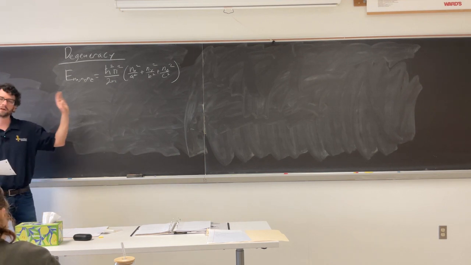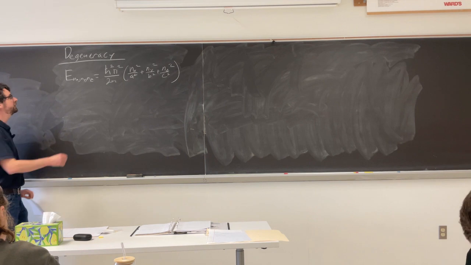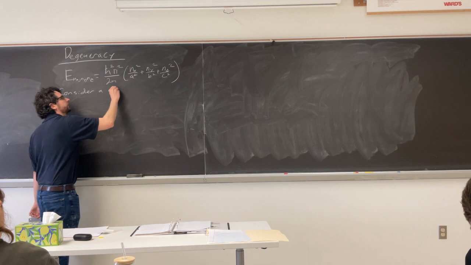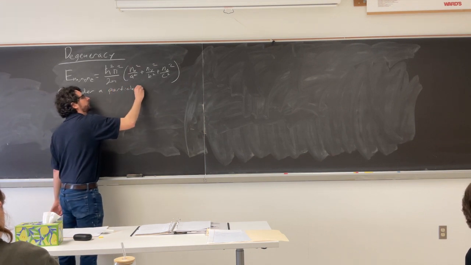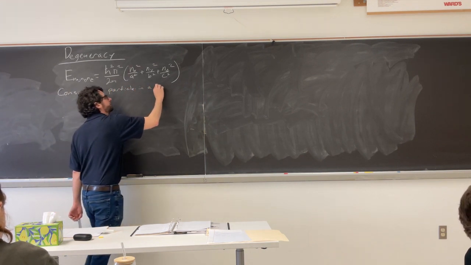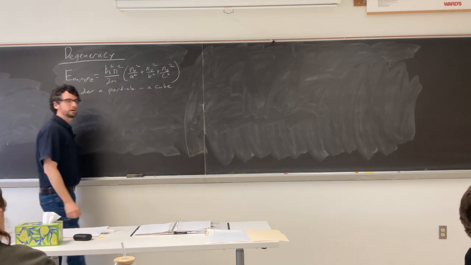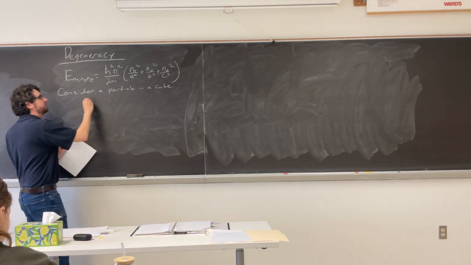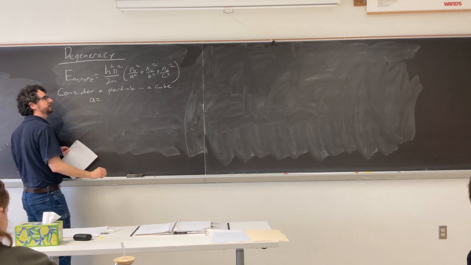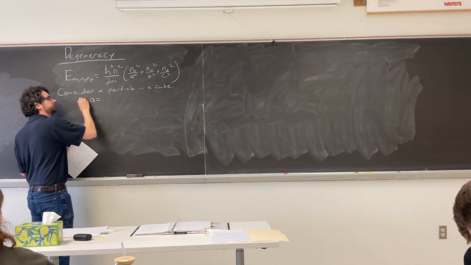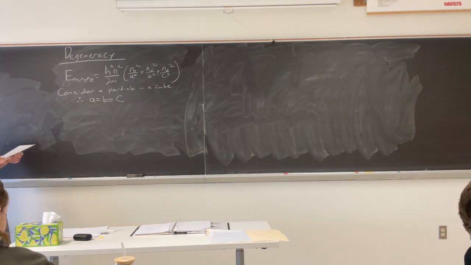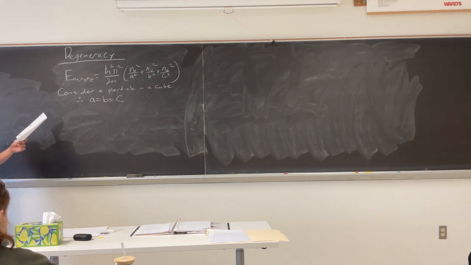Okay, we're going to try to simplify this. We're going to consider a particle in a cube. What's a distinguishing feature of a cube? Yeah, all the sides are the same. So what's a equal to in this case? Which is also equal to? Okay, I'm going to be lazy and just leave everything as a.